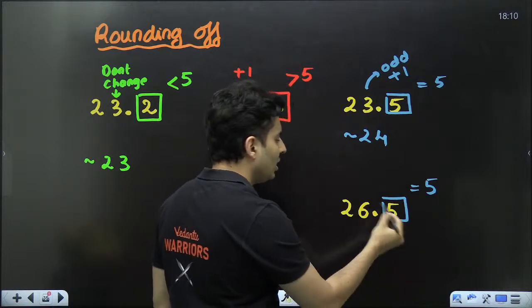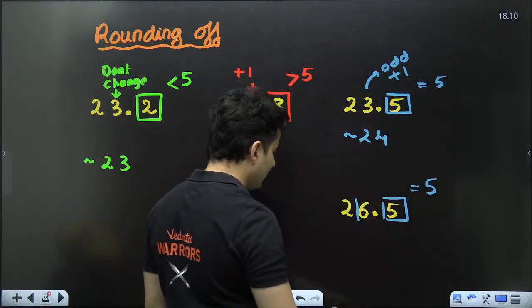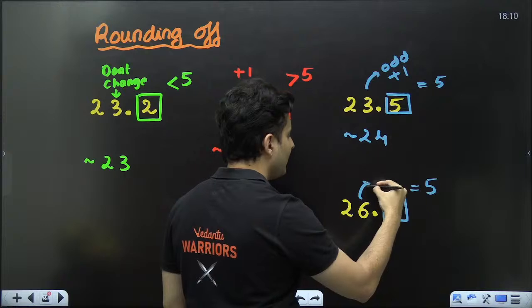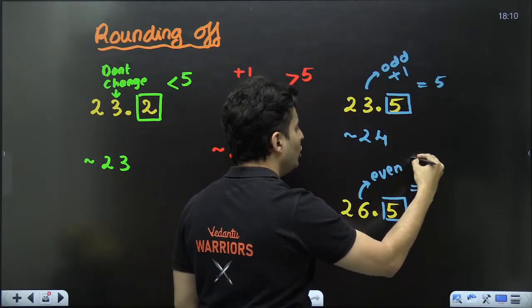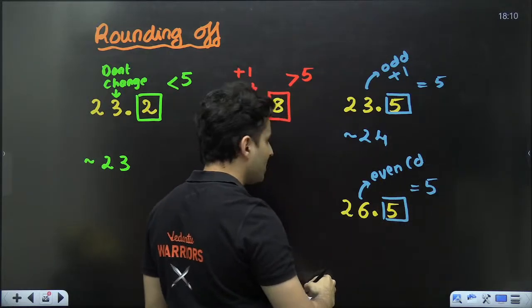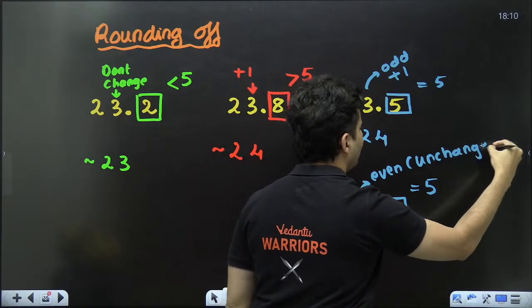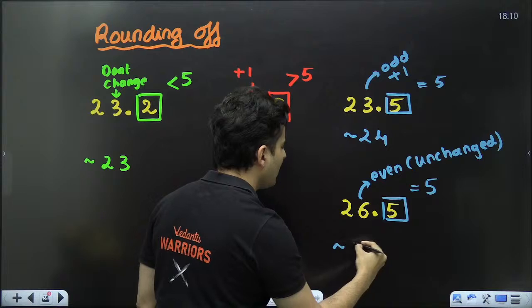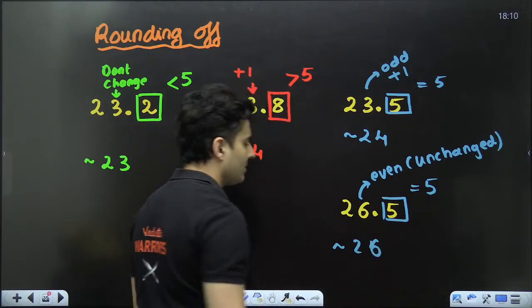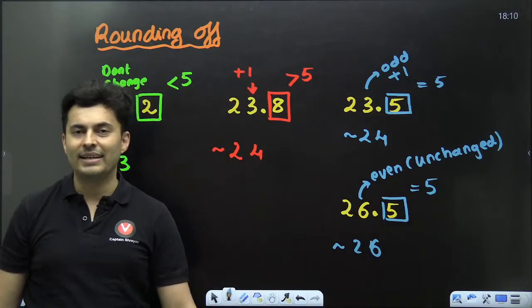Same thing over here, 26.5, the previous digit is an even number. Don't do anything. Keep it unchanged. That's it. Keep it as it is. So this will be approximately 26.